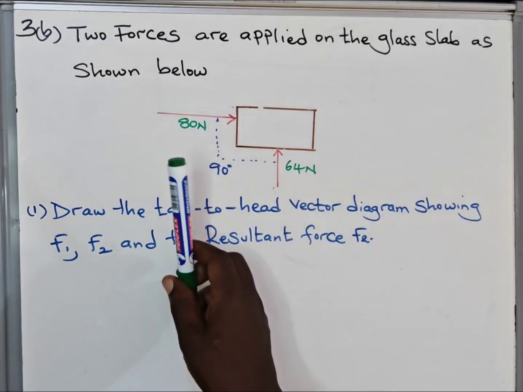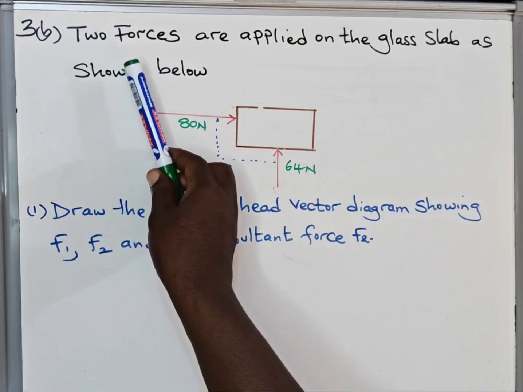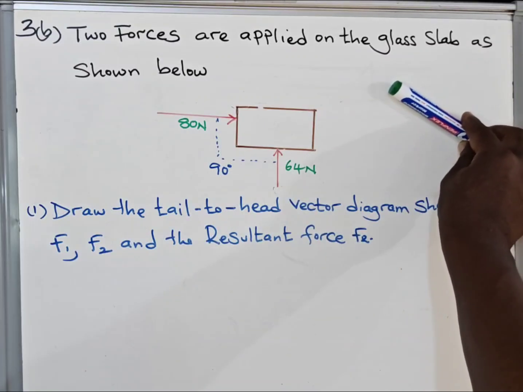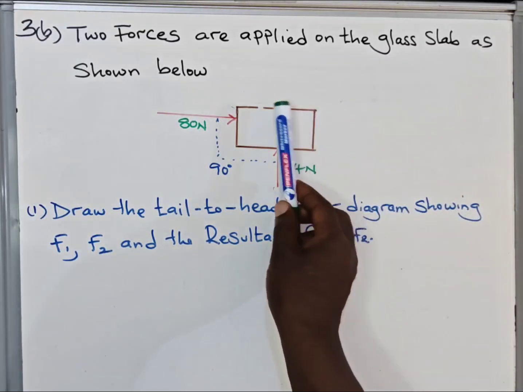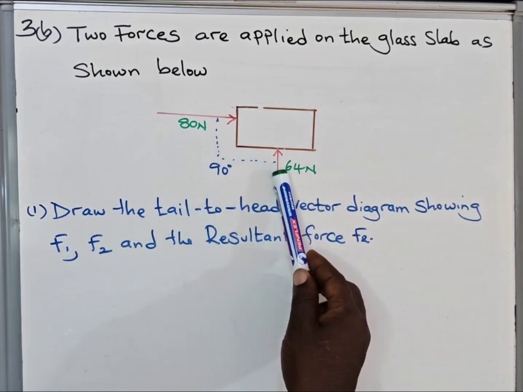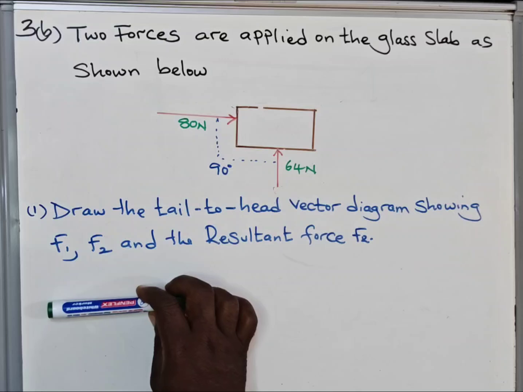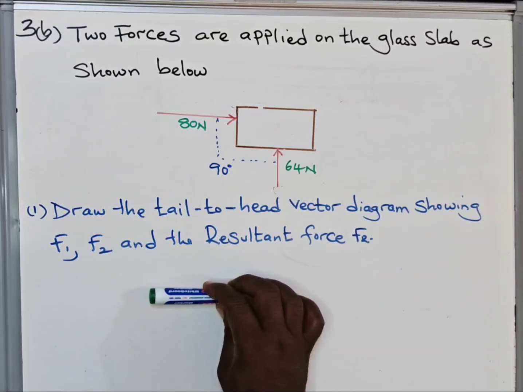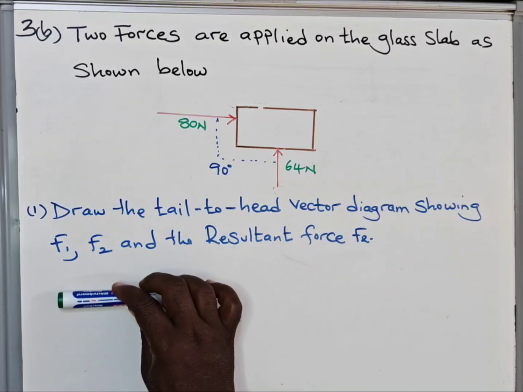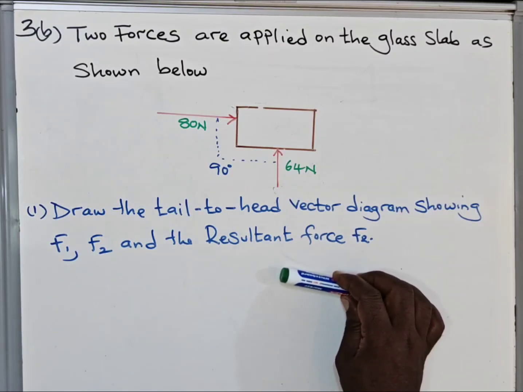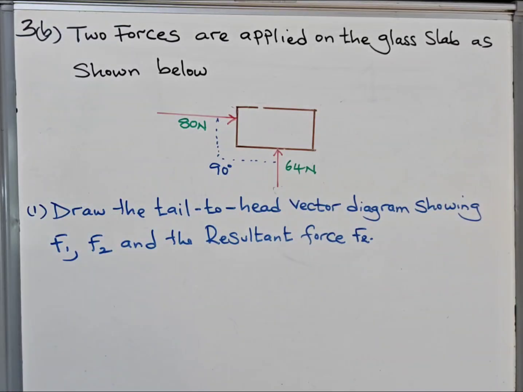It says that two forces are applied on the glass slab as shown below. So this is the glass slab, and these are the two forces. And the question says that draw the tail to head vector diagram showing F1, F2, and the resultant force Fr. Okay, how do we go about that?